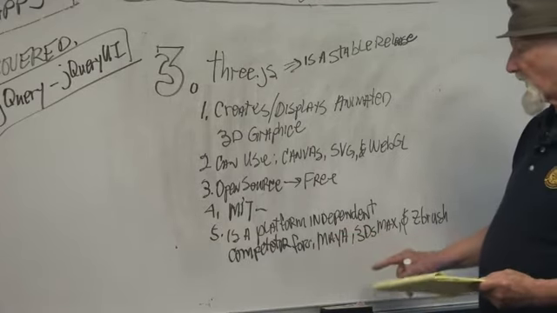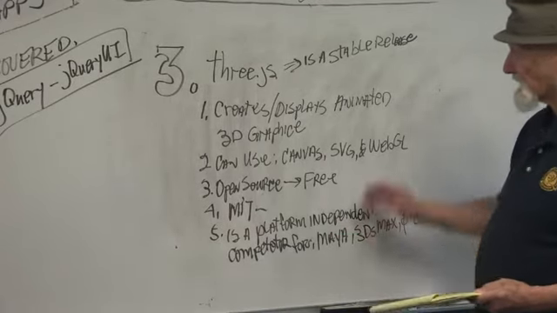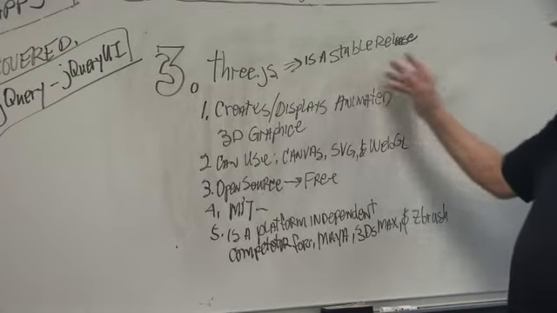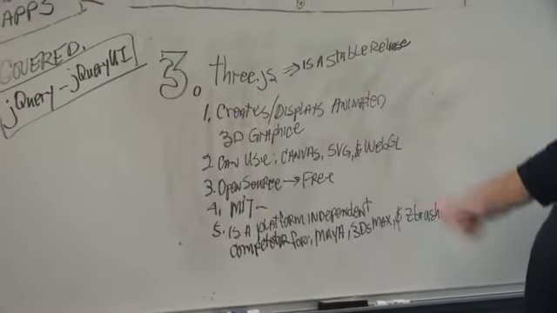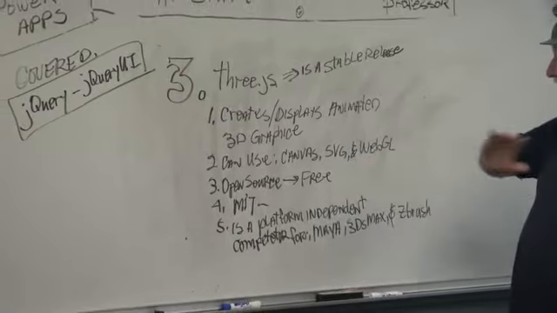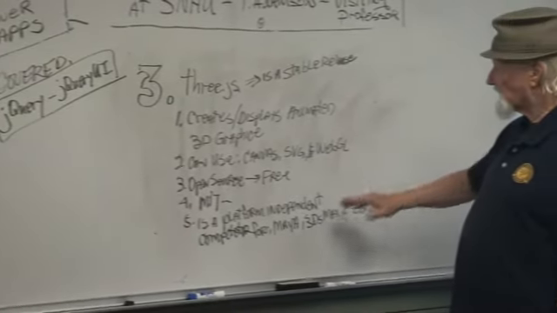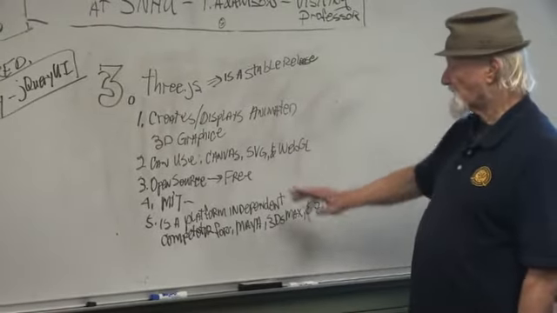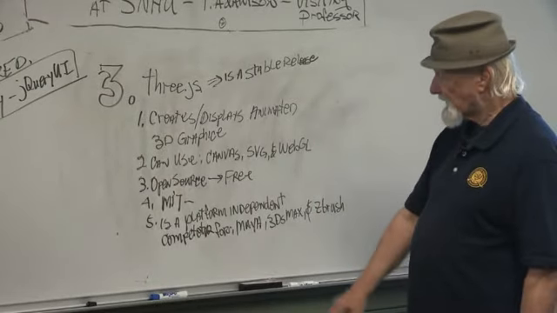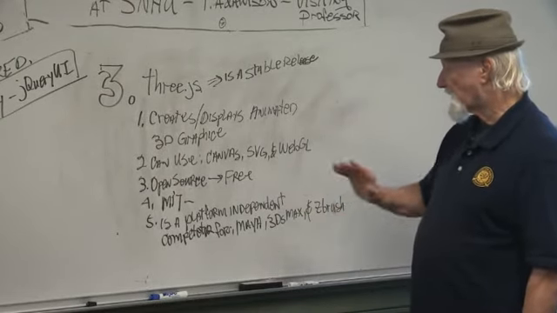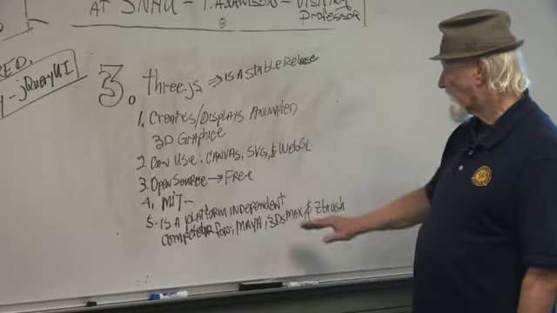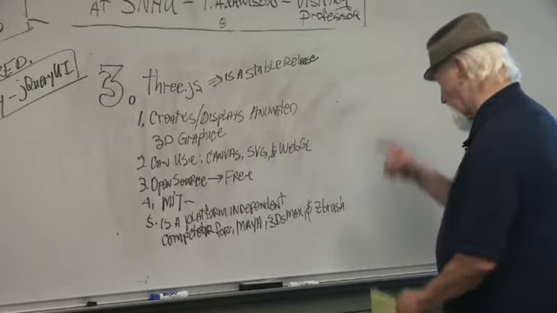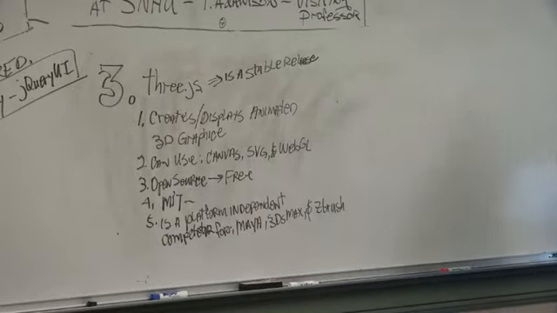Now what I want to do now is go to some examples of this, but let's just review this. 3JS creates, displays animated 3D graphics, can use the canvas element, can use SVG, and can use WebGL. It's open source, which means it's free. It's developed at MIT. It's a platform independent competitor for Maya, 3ds Max, and ZBrush. Okay, now we're going to go to the screen.